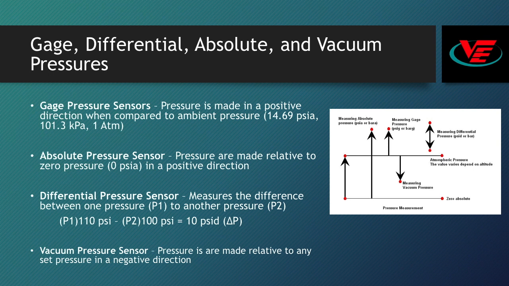The last sensor we will be discussing is a vacuum pressure sensor. A vacuum pressure sensor is used to measure vacuums. The sensor measures the negative pressure from any starting point you prefer. These are the least commonly used.